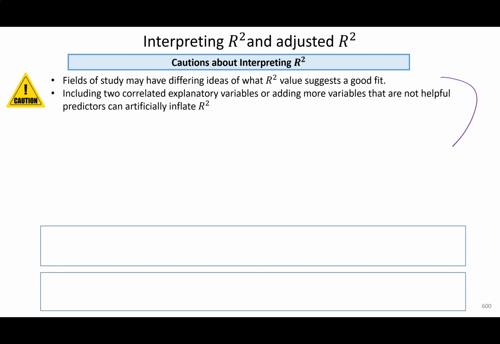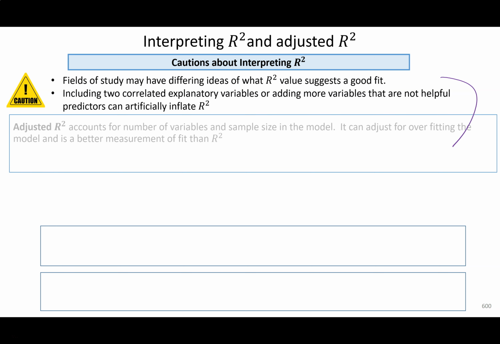However, the adjusted R-squared takes into account how many variables you're including in your model. So there's almost a penalty, like if you include too many explanatory variables, that matters. The unadjusted does not take into account how many variables you have. So adjusted R-squared accounts for the number of variables, so it can adjust for overfitting.